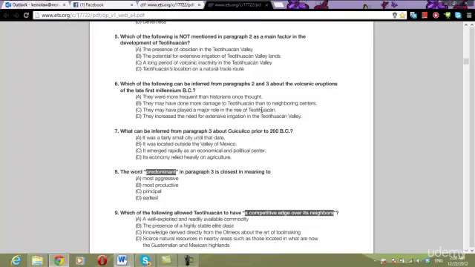Answer C is our correct answer because we see it directly in our passage. They increased the need for extensive irrigation in the Teotihuacan Valley. No, that is incorrect. That is the wrong answer.